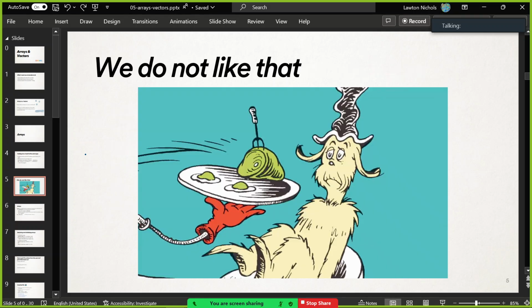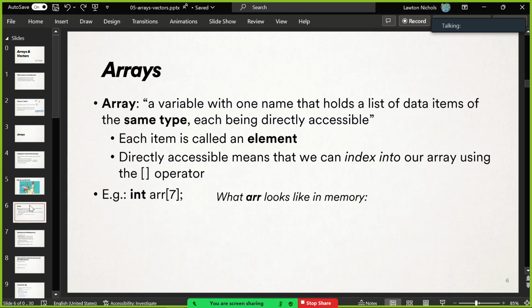So what we're going to do instead is package them together in this thing called an array. If you look up in the book, an array is a variable. It's a thing with a single name, but it's going to hold a bunch of stuff at once. It holds a list of data items of the same type, each being directly accessible. So some interesting things going on there. Each piece of an array is called an element. Some new terminology. And what directly accessible means is you can go to an index into your array, just like you can go to an index in a string and get to an individual character. The operator looks like this, using brackets rather than .at, and that will give you a piece.